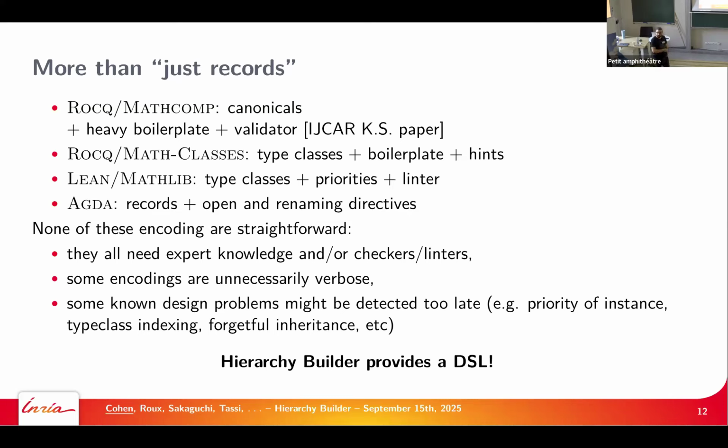So the solution for this is Hierarchy Builder. It provides a domain-specific language to help you declare the structures you want to have, and it takes care of all the rest. So you don't have to specify priorities. You don't need a linter. The linter is the compiler from the domain-specific language to Rocq. If we miss something, you can add it to this compiler. And then you don't need to be an expert anymore, or maybe less of an expert, to use it.